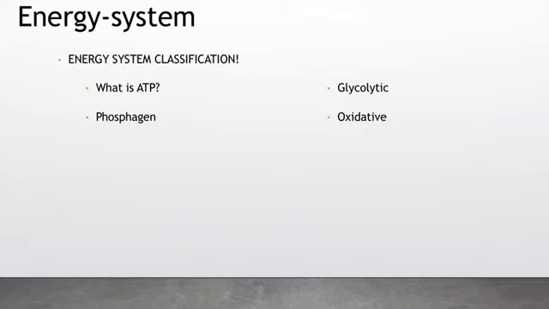The next one is glycolytic. So this is the breakdown of carbohydrates to resynthesize ATP. So this is our second one because it takes a little bit longer to do that process. So that energy system's the midway. So it's not as quick, but you can also only sustain it for a certain amount of time.